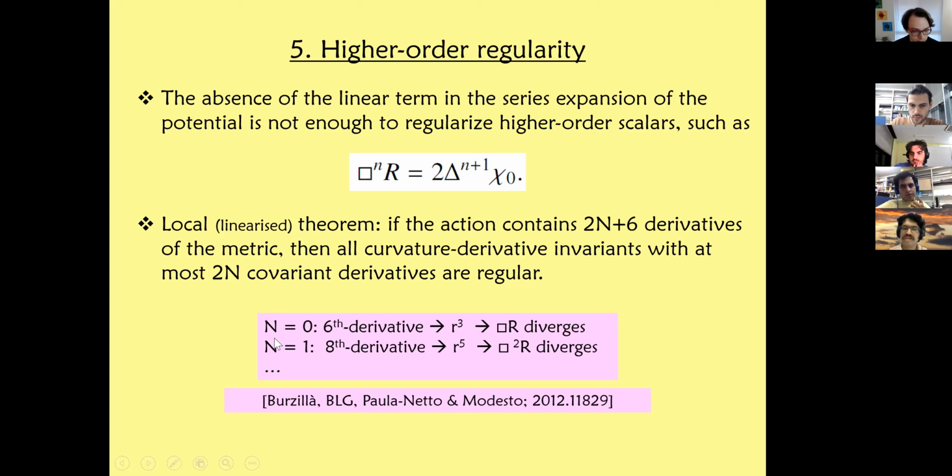So, for example, if you have n equals 0, then you have 6 derivative gravity, then the first term in the series expansion of the potentials is R cubed, then box R diverges. If you have n equal 1, then you have 8 derivative gravity. You don't have the R linear term, you don't have R cubed, you only have R to the 5 and so on. So box squared R diverges and so on. This was proved in this more recent paper.